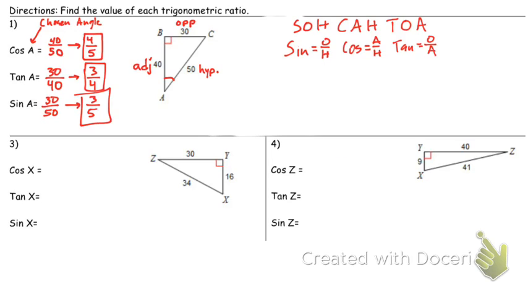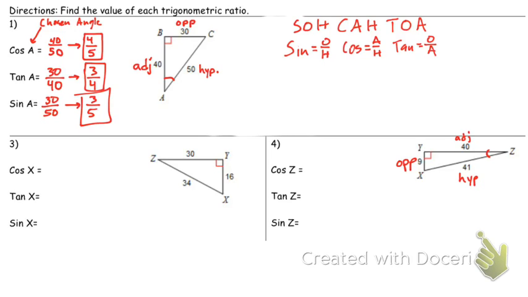Let's try number 4. So number 4, we're going to do the same idea, but now our chosen angle is Z, angle Z. So I'm going to put a mark on angle Z. Okay, the first side we want to label is across from the 90. So here's my 90. The side across from it is hypotenuse. Now we go to our chosen angle Z. Across from my chosen angle Z is opposite. And then your last side will be your adjacent.